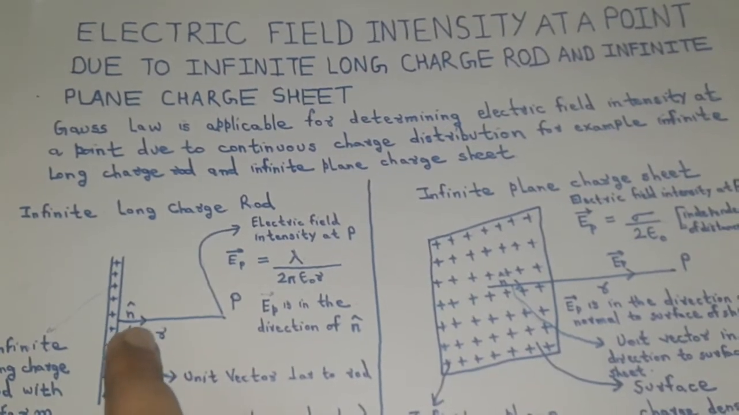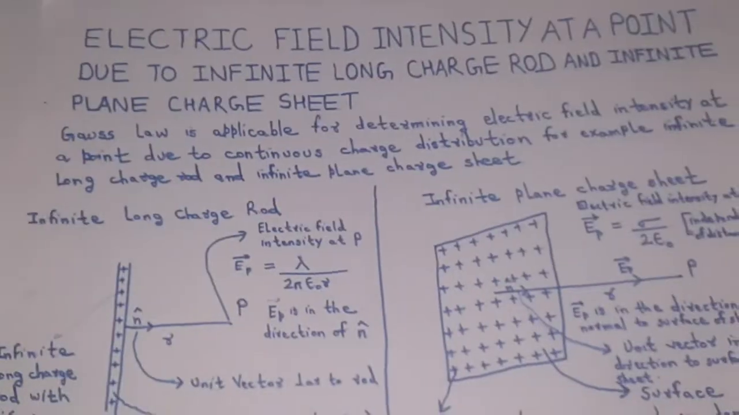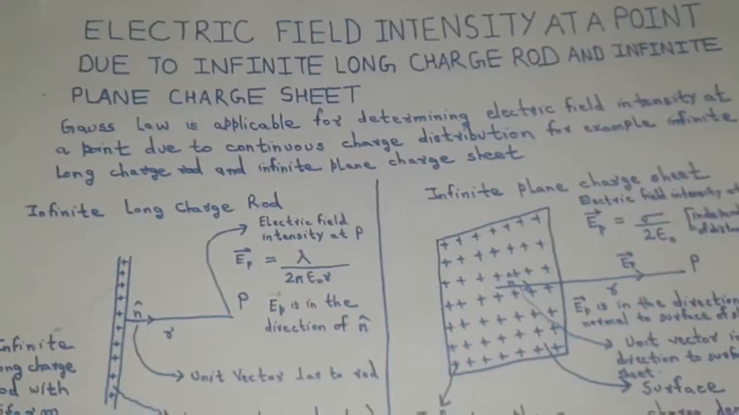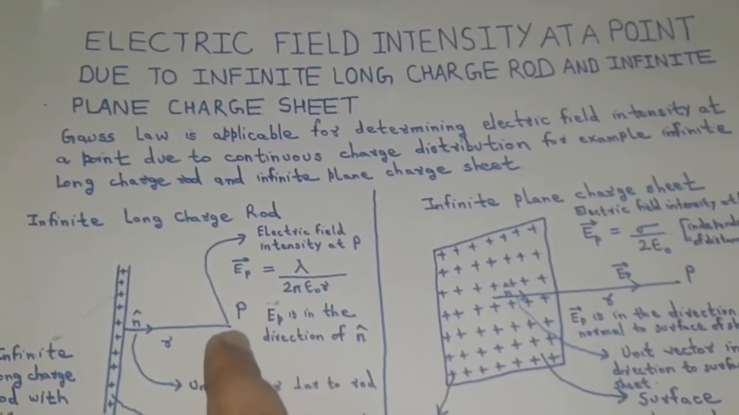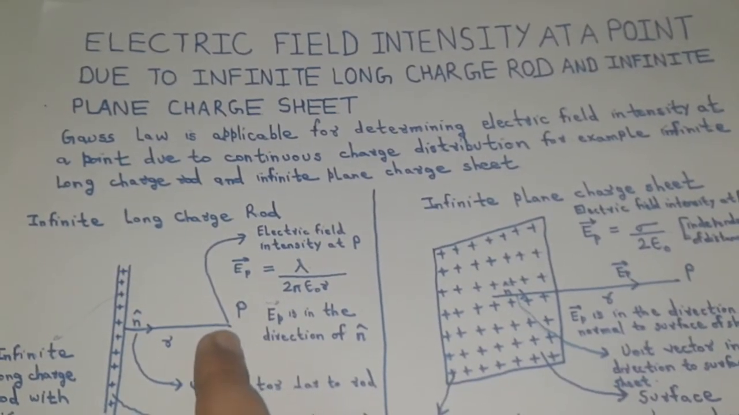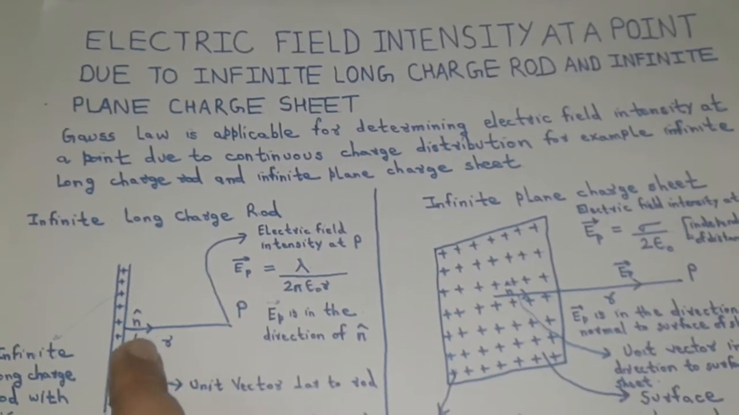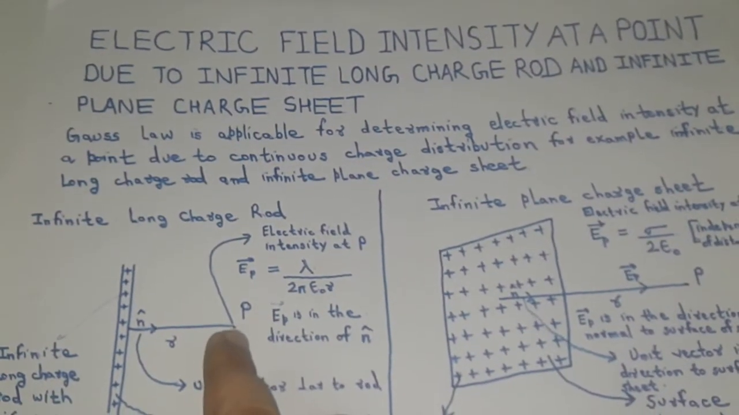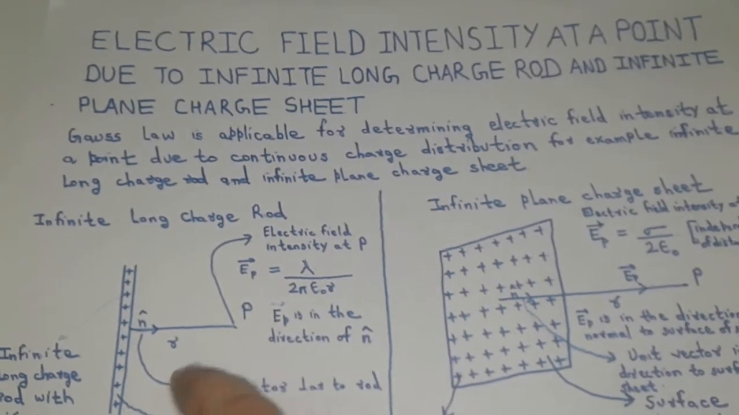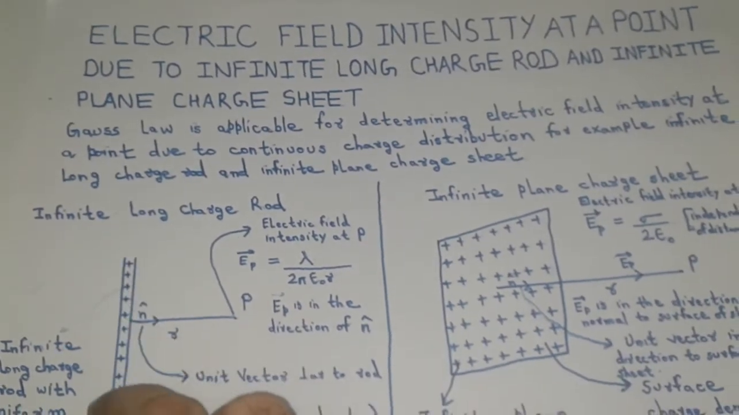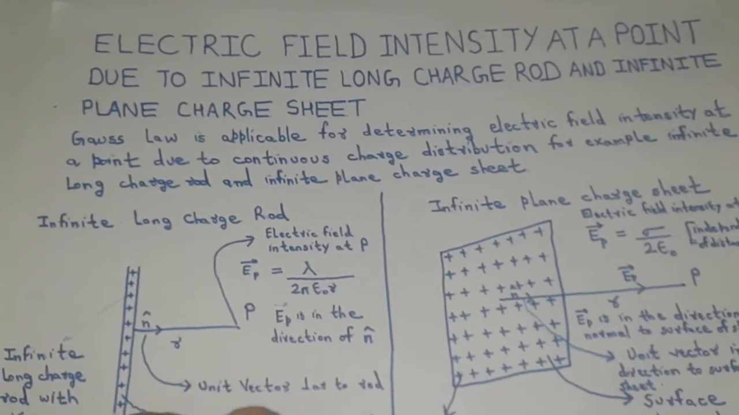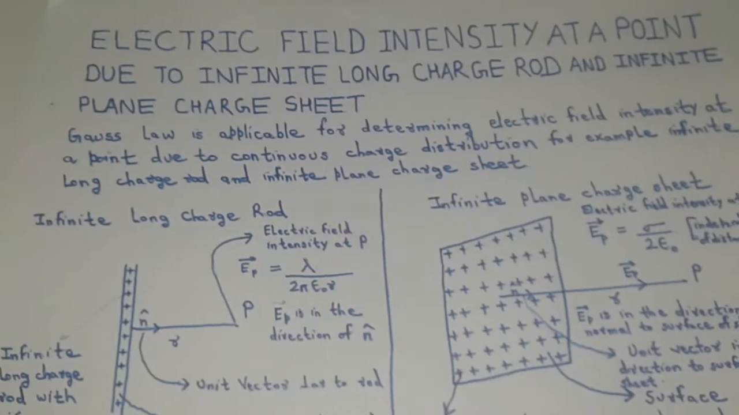Let n cap be the unit vector perpendicular to the rod. So the direction of electric field intensity at point P is in the direction of unit vector n cap. Or electric field intensity at point P is always perpendicular to the infinite long uniformly charged rod.